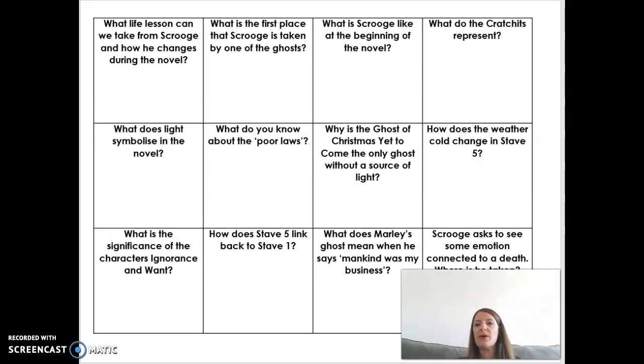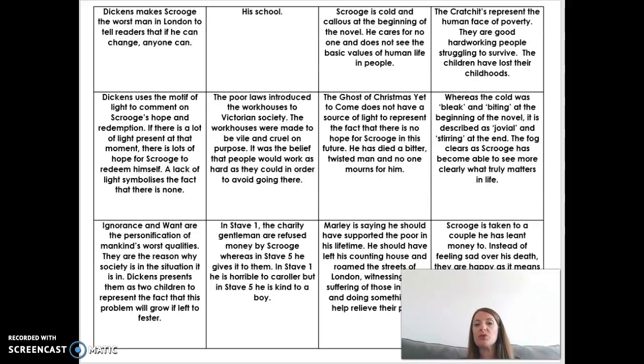Next question then is about the weather. The weather is an important literary device in this novel. At the beginning, it's cold in a horrible way. At the end, it's still cold, obviously, it's December, but in a jolly way. The kind of day where you just want to get out there and run around because it's crisp and cold rather than bleak and cold. And of course, the fog is really important. In stave 1, it's foggy. In stave 5, it's clear. Scrooge can see what truly matters. Fog often symbolises this idea that we are blinded, and Scrooge, of course, is blinded.